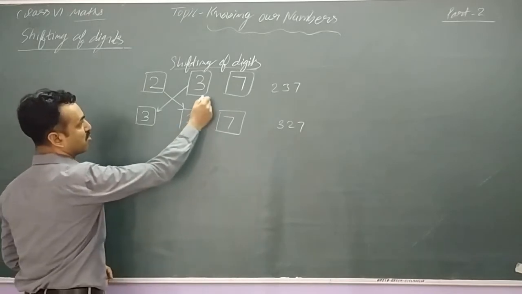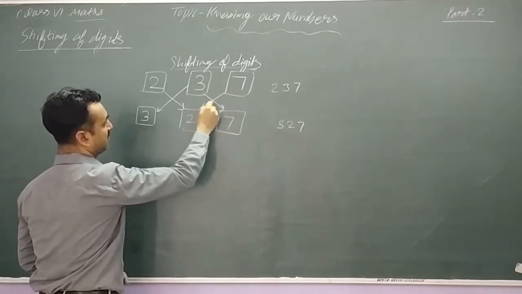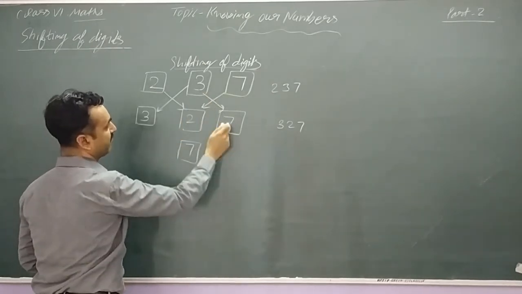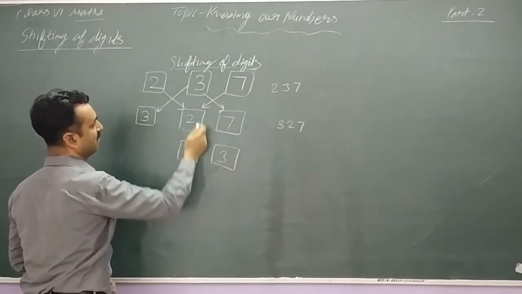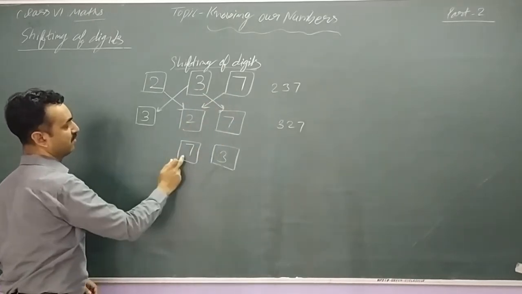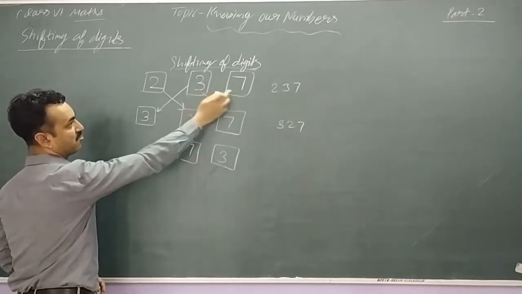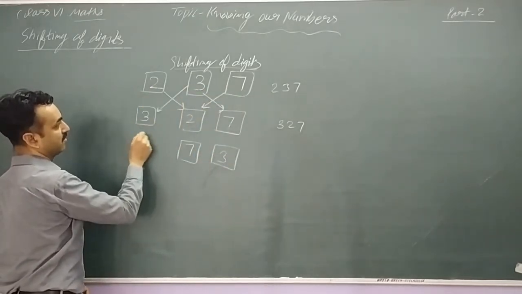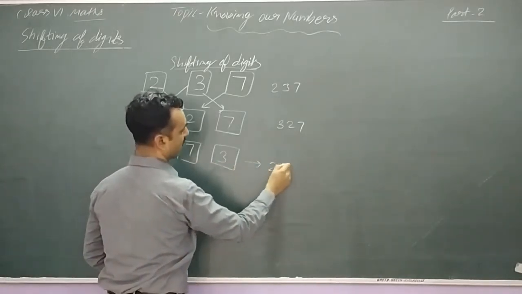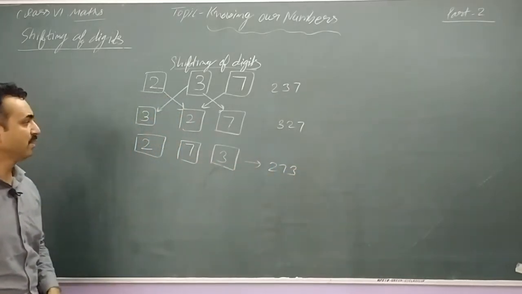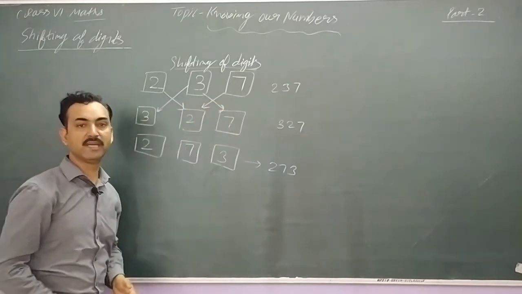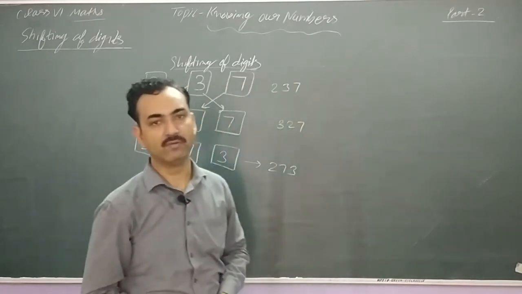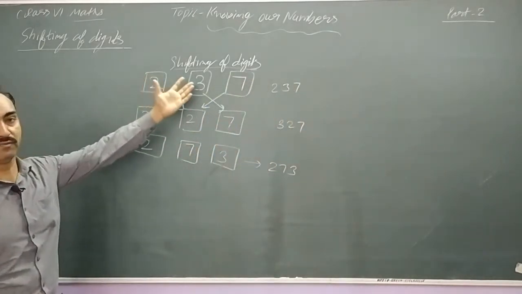Suppose you want to shift these digits, so you can shift. Suppose 7 will be here and 3 will be here, 3 will come here, 7 will come here. So this will become 73. 7 will be here, 3 will be here, and 2 will be as it is here. So now the number has become 273. Whenever you exchange the places of the digits in the number, you will find a new number. So this was the topic of shifting of digits.